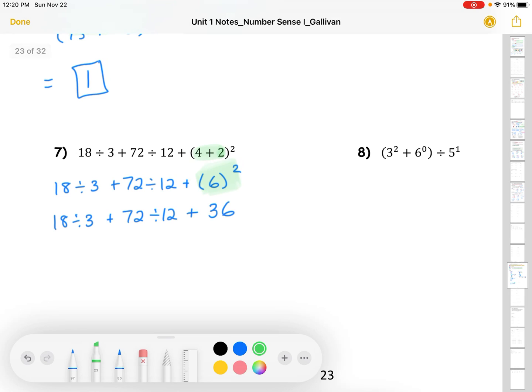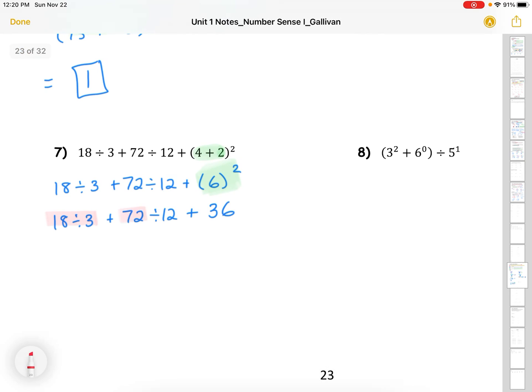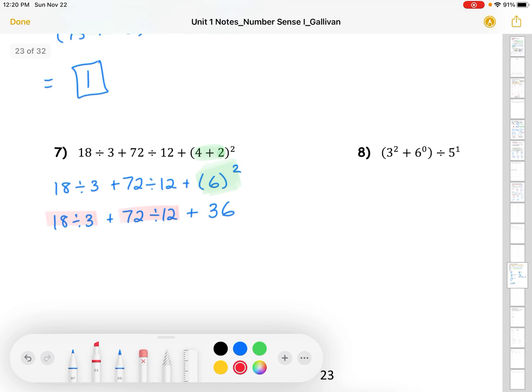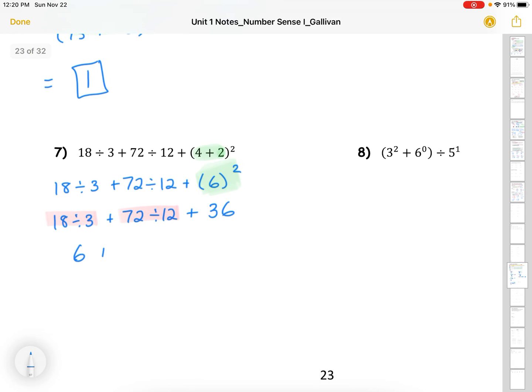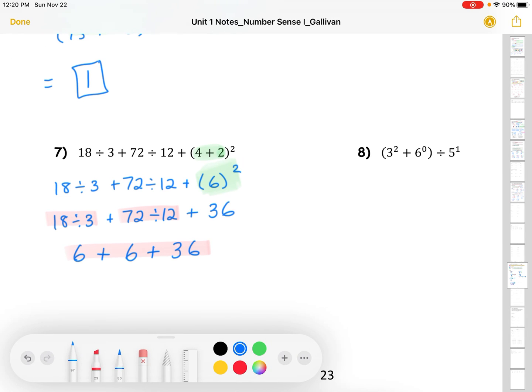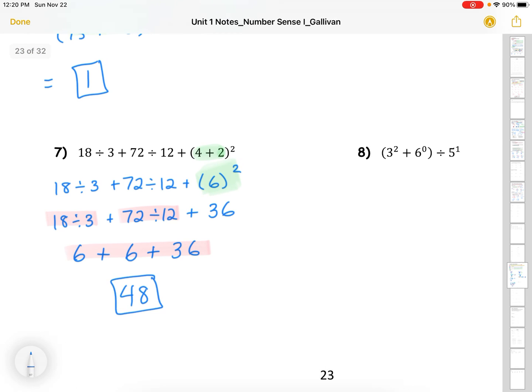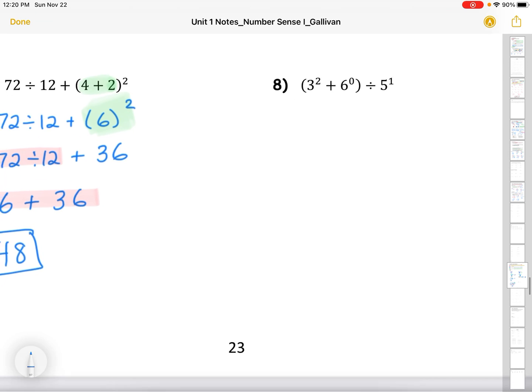Now, I have in here 2 divisions. I can do this division and this division. I'm going to leave the plus signs in place. 18 divided by 3 is 6 plus 72 divided by 12 is 6 plus 36. So now I've got all additions, so I can just add straight across from left to right. So 6 plus 36 equals 48. Now, some people like to put equal signs here to make sure you're adding up the statement.